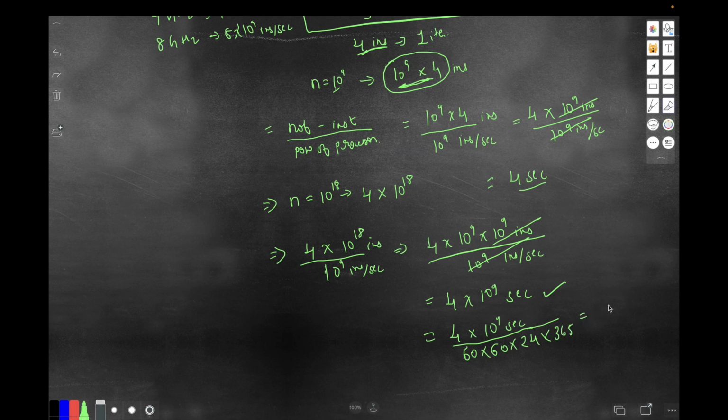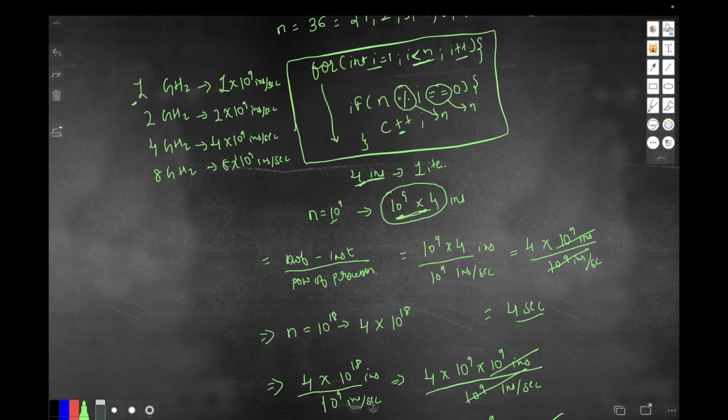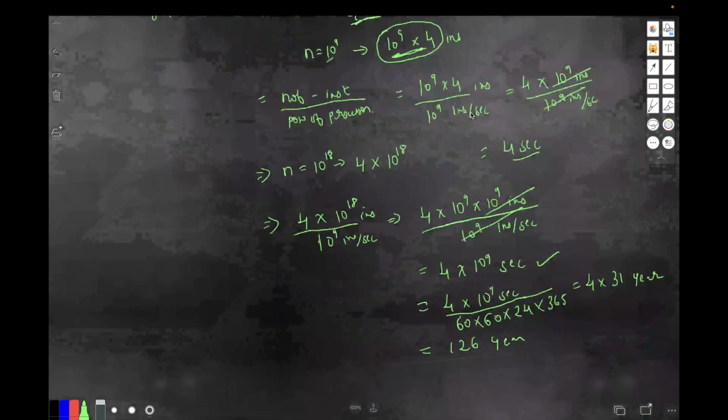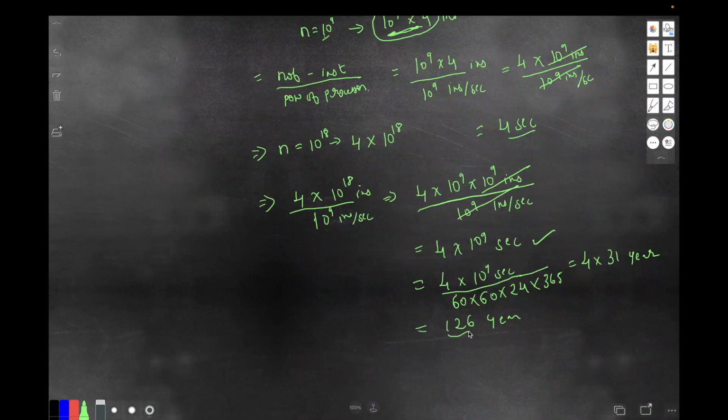I have already done the calculation. You will get 4 into approximately 31 years. Simplifying, you will get around 126 years as the answer. Can you imagine this program to find the factors for 10 to the power 18 will take around 126 years?